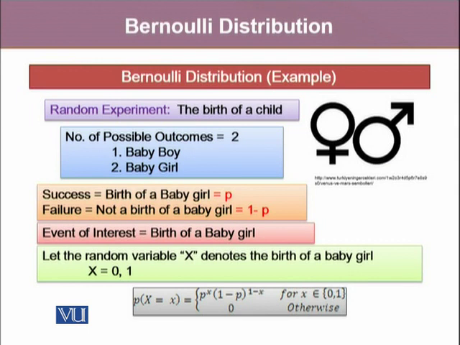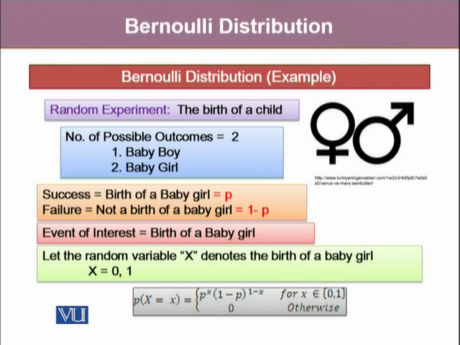Let's take an example where we have a random experiment of the birth of a child. There are two possible outcomes. It could be a baby boy or a baby girl. Let's say our event of interest is the birth of a baby girl. Then our success will be the birth of a baby girl, and the probability of such a success is going to be denoted by P. Whereas not having a birth of a baby girl will be considered as failure, which is 1 minus P.